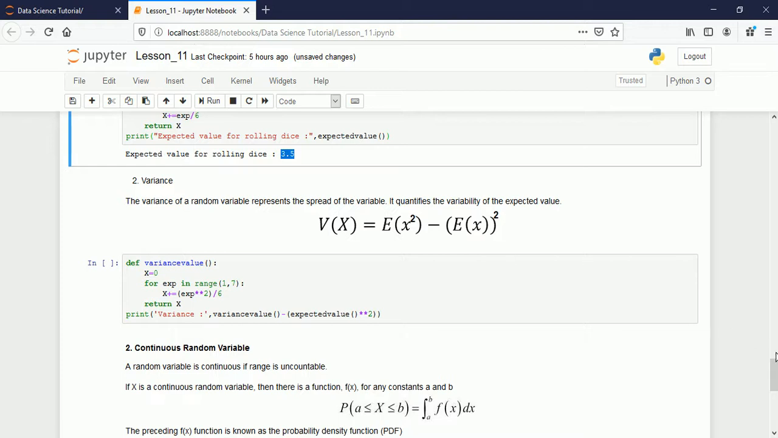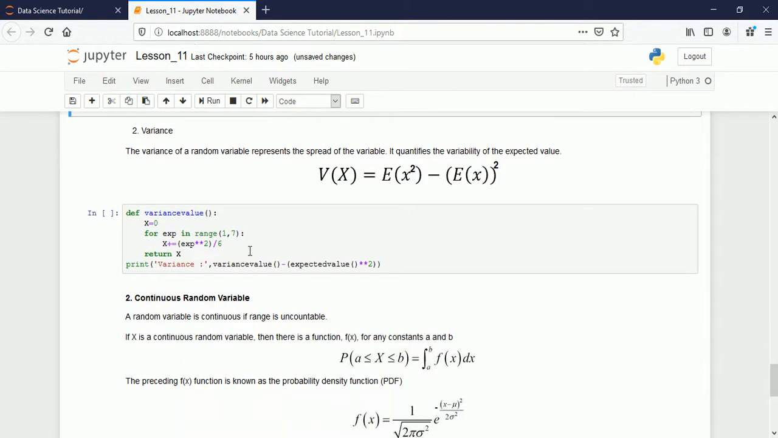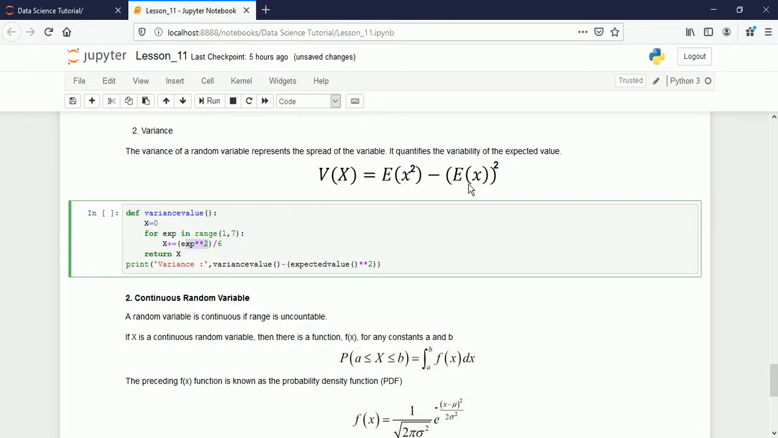For that, I've written a function to calculate the same, but here I first have to find this part. I have to square each number and then multiply it by its probability. So square the number, divided by 6, square the number, divided by 6, square the number, divided by 6.